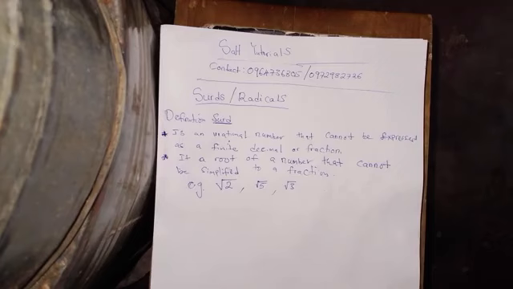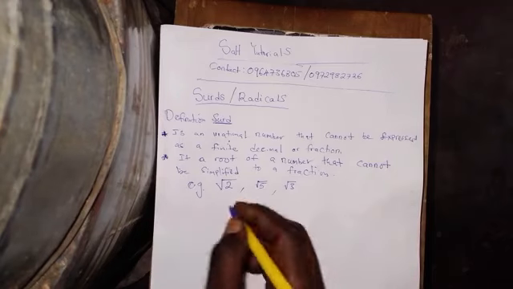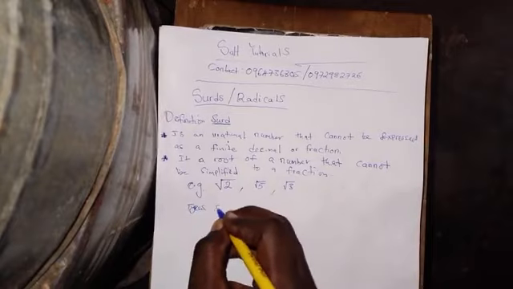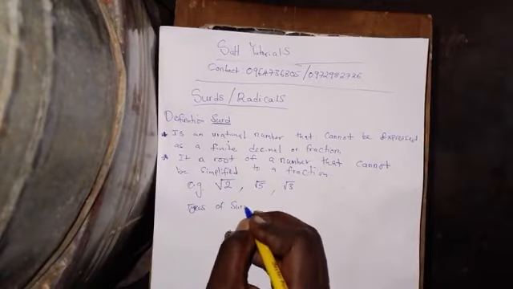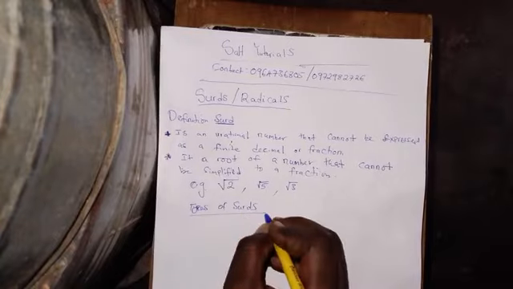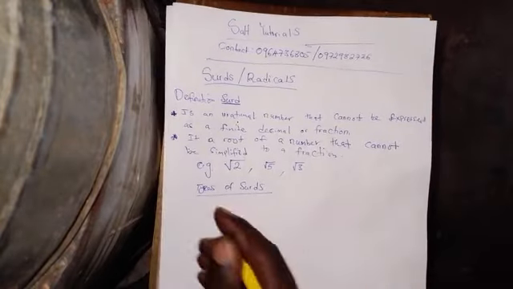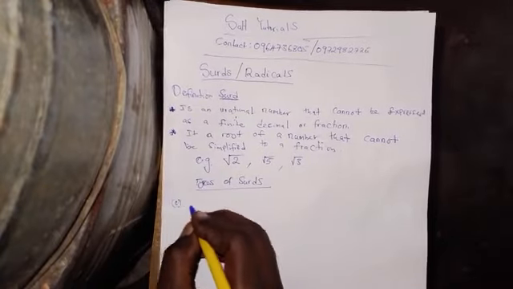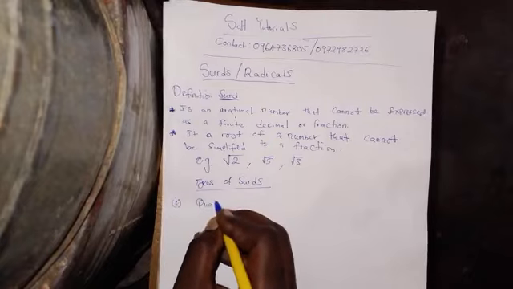Okay, maybe we can talk about the types of surds which we are supposed to be able to understand. What are some of the types of surds you're supposed to know? We have the first one. We can simply call this one quadratic surds.